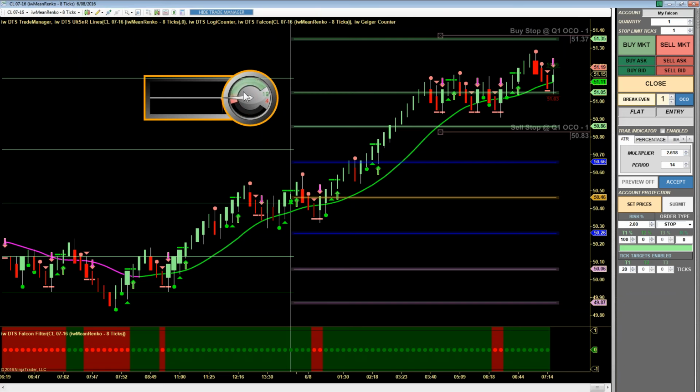Nope, wrong way. There we go. Okay, they're getting a little heavy on the sell. Look at all those orders on the sell side. There were like over 100 and nothing on the buy side.